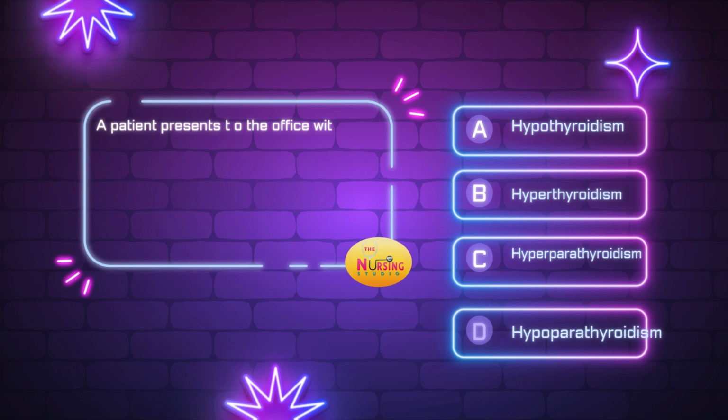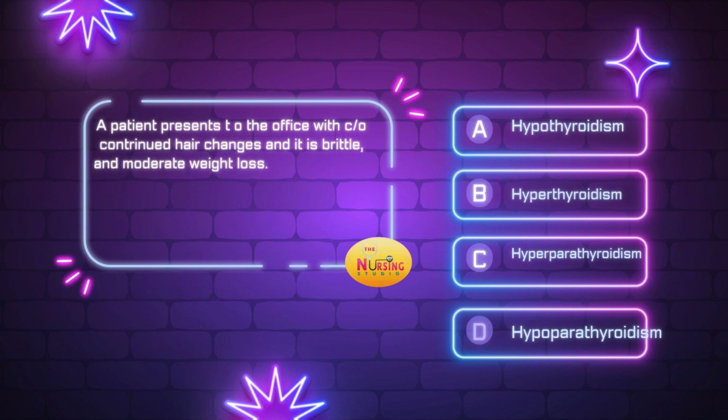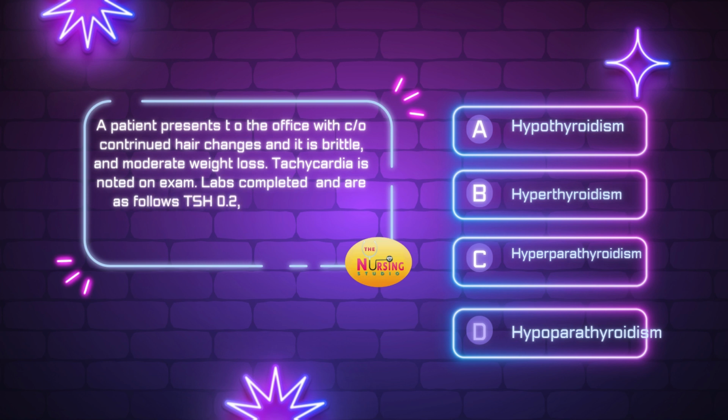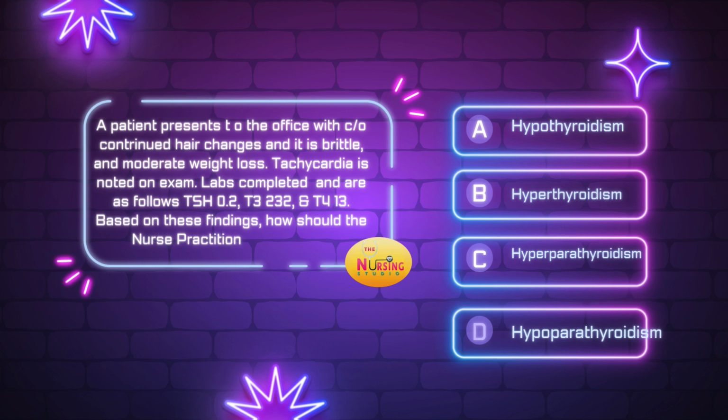All right. Question number one states: a patient presents to the office with complaints of continued hair changes and it is brittle and moderate weight loss. Tachycardia is noted on exams. Labs completed and are as follows: the TSH is 0.02, T3 is 232, and T4 is 13. Based on these findings, how should the nurse practitioner diagnose? Is it A, hypothyroidism, B, hyperthyroidism, C, hyperparathyroidism, or D, hypoparathyroidism? Take a moment and tell me what you got in the comments.